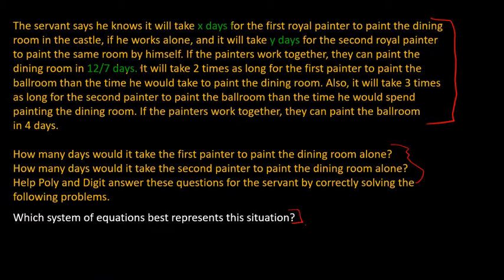Next, they talk about a different room, but I'm going to stop right there and work on this first equation, because they give us a relationship about how long it's going to take each painter to paint the room and then how long it's going to take them together. So each equation is going to represent the time it takes to paint a particular room.